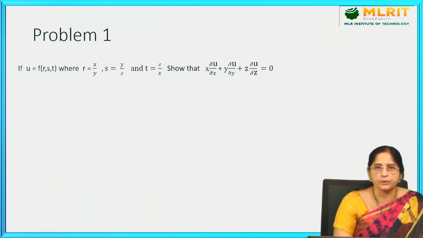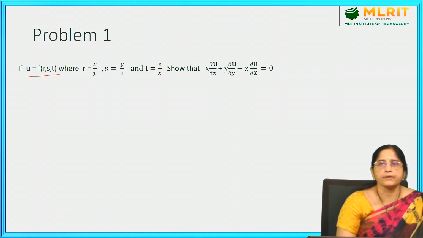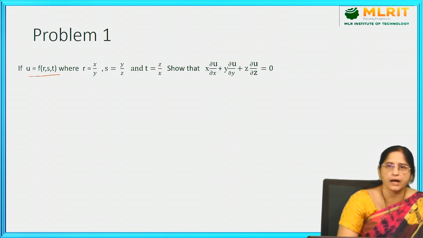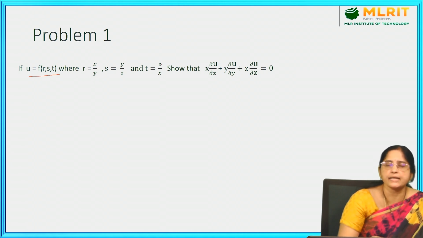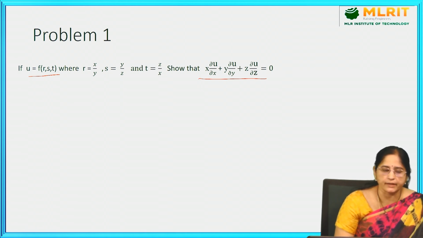First we will see what the problem is. u equals a function of r, s, t. U is a function of r comma s comma t, and r is a function of x by y, s is a function of y by z, and t is a function of z by x. Show that x into dou u by dou x plus y into dou u by dou y plus z into dou u by dou z equals 0.